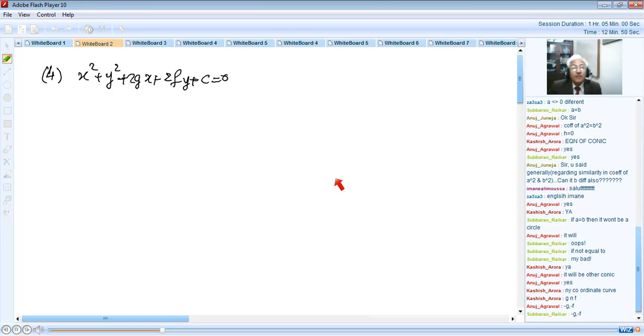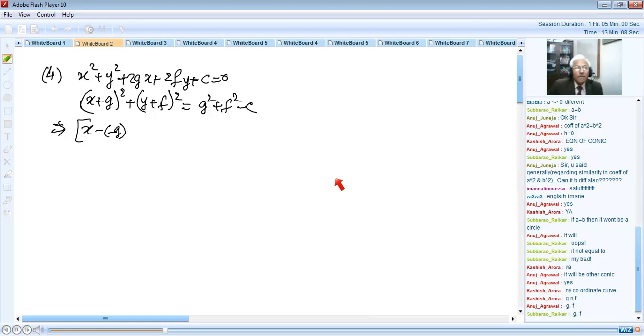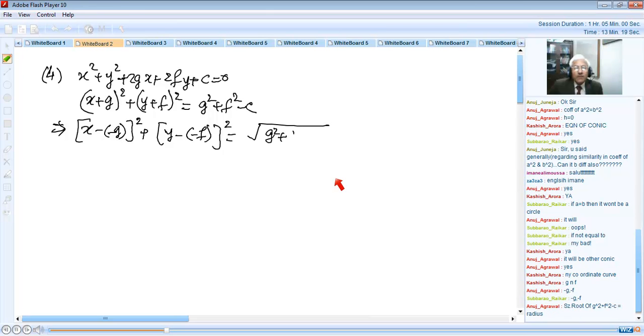Anuj, you are very much right, because it can be written as (x plus g) whole square plus (y plus f) whole square equal to g square plus f square minus c, which can be written as (x minus (minus g)) whole square plus (y minus (minus f)) whole square is equal to (under root of g square plus f square minus c) whole square.